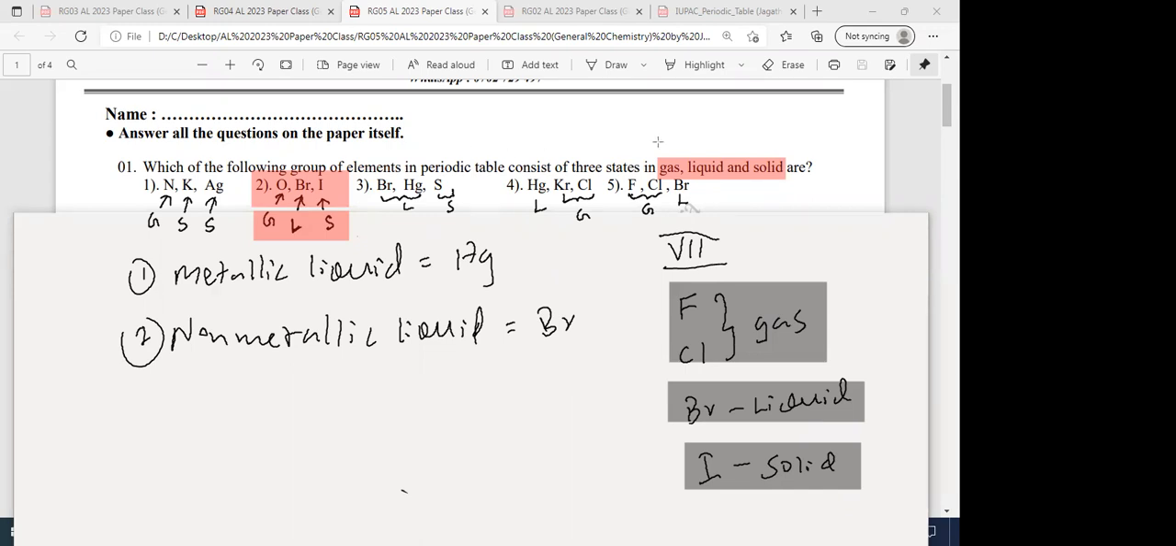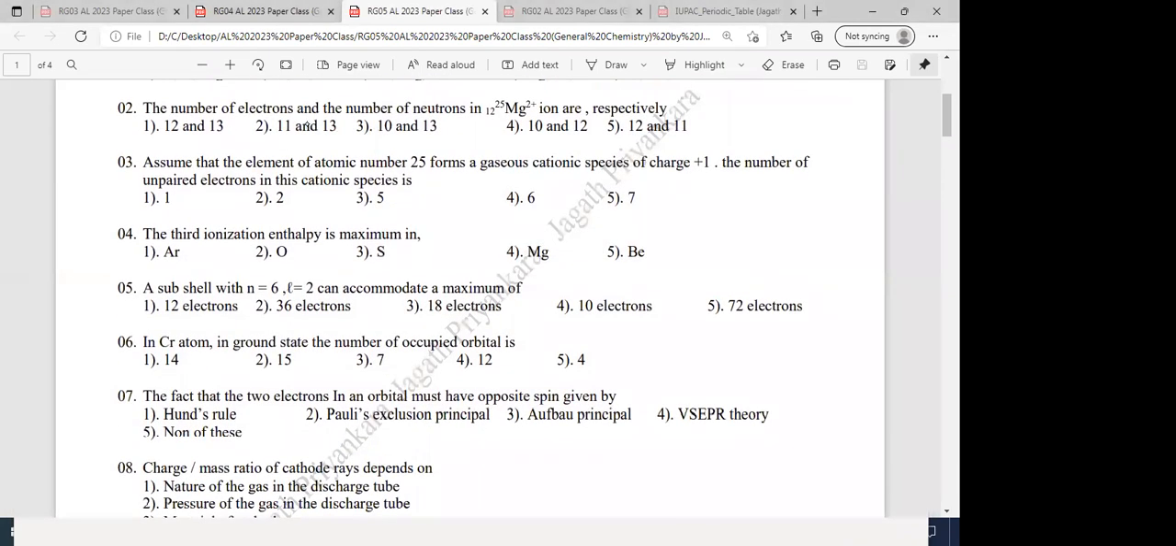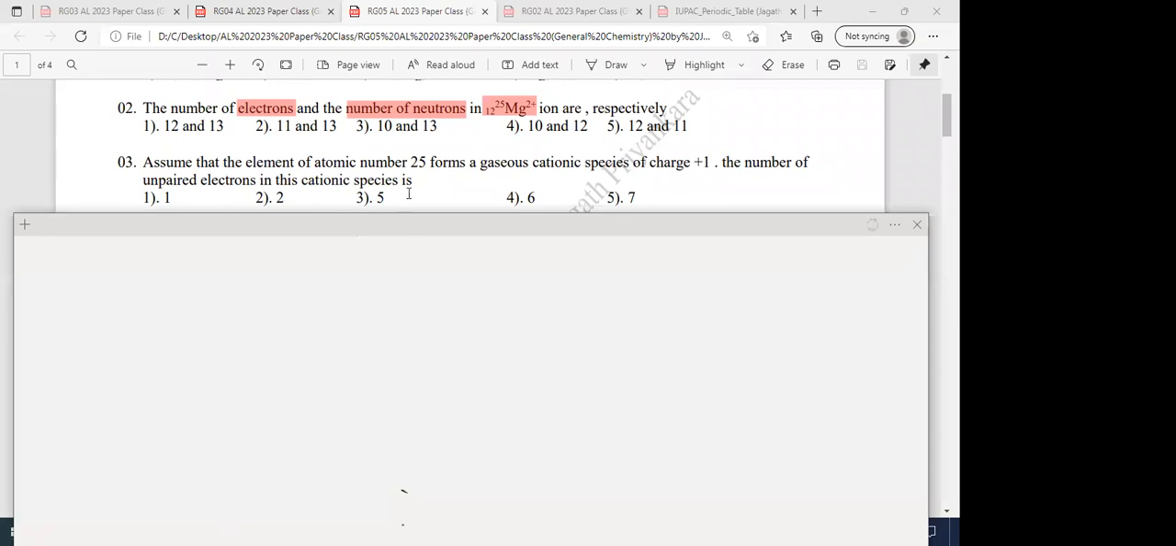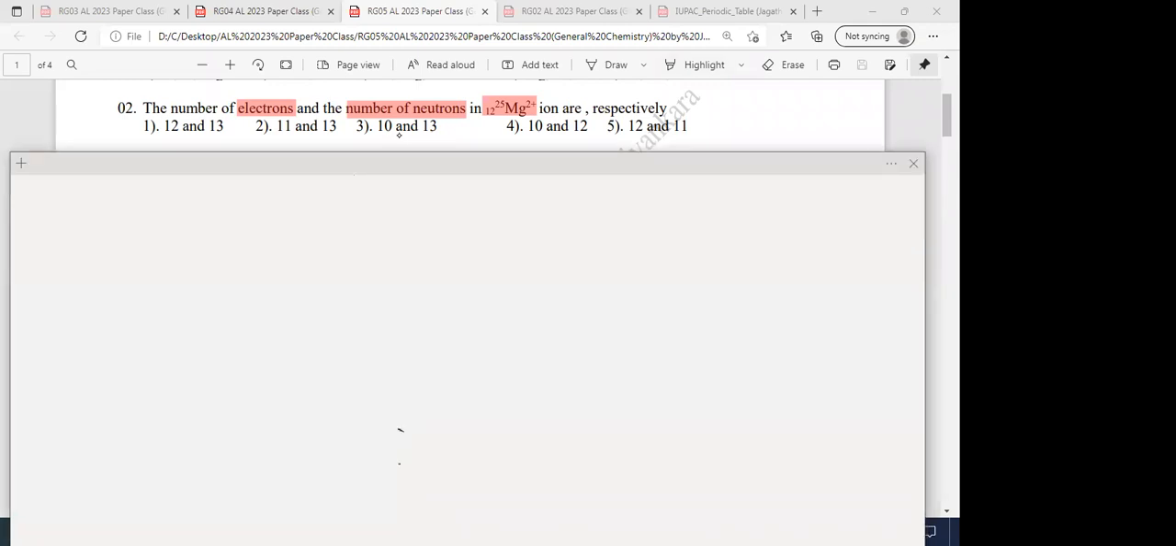Then let's move on to the next question. Question number 2. This is also an A-level past question. The number of electrons and neutrons in Mg2+ respectively. What is the answer? How do you get the answer for this? Can you quickly post the answer to the chat? Question number 2. Chaniti, Sishan gave, Dinatmi gave.